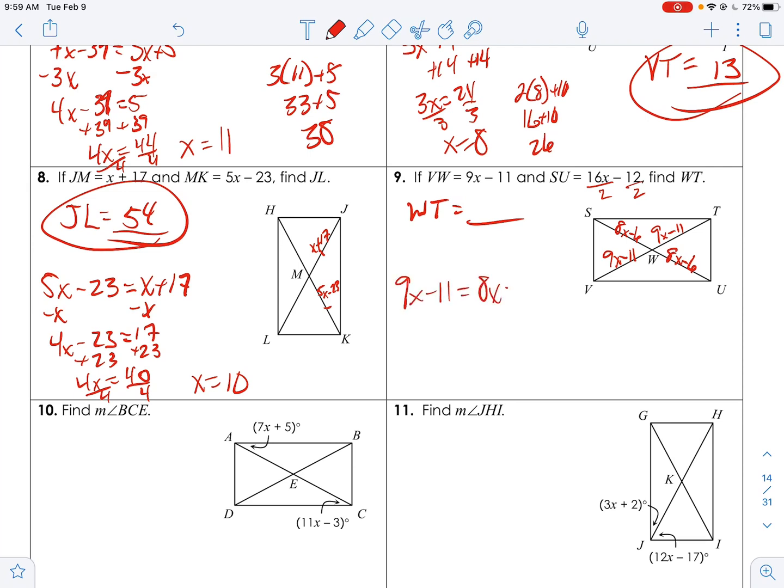So I'll do 9x minus 11 equals 8x minus 6. Minus 8x: x minus 11 equals negative 6. Add 11. x equals 5. And then all we have to do is plug it in. We need W to T. W to T is 9x minus 11. So 9 times 5 minus 11. 45 minus 11. 34.